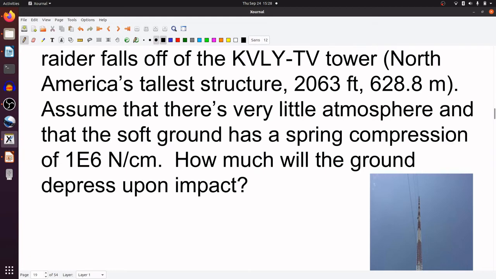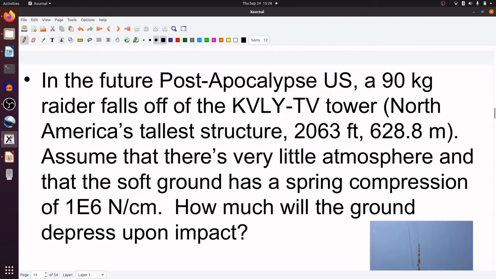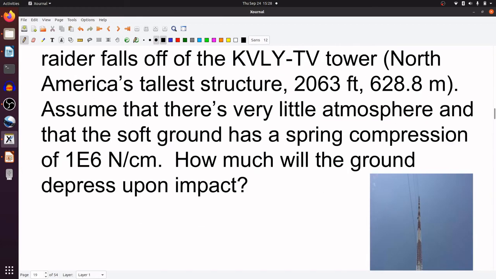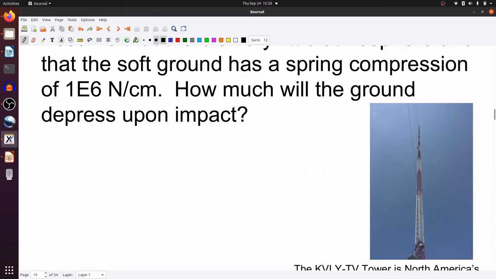And we're assuming that a Raider, 90-kilogram Raider, falls off of that tower and it falls all the way to the ground. We're assuming there's little atmosphere in the future. They're wearing like a gas mask because it helped my numbers out. And that the soft ground, let's say, has a spring compression of around 1 times 10 to the 6 newtons per centimeter. So this is a little bit different. It's per centimeter, so we got to be careful with that. How much will the ground depress upon impact?